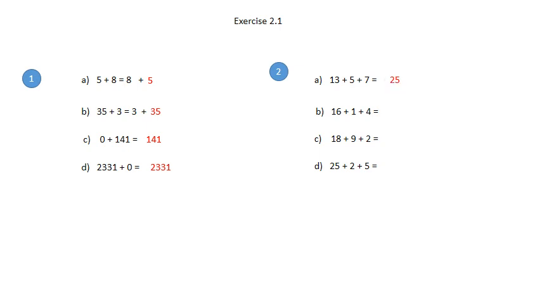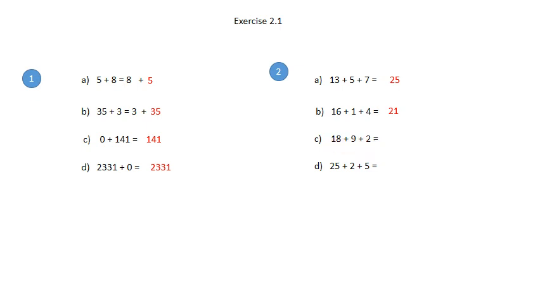Now come to the next one. Here is 16 plus 1 plus 4. Now see, can we make it simple? You know that 6 plus 4 becomes 10. So 16 plus 4 will become 20. That means 16 plus 4 becomes 20 and 20 plus 1 will become, what will it become? 21. Yes.